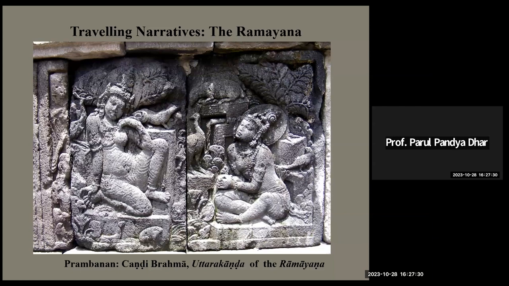Coming to the image on the screen, which represents a detail of Lakshmana seeking leave from a pregnant Sita, who he abandons in the ashrama of Valmiki, because Rama has bid him to do so. You can see a visibly pregnant Sita in a very, very beautiful forest locale. It is a narrative sculpture that is part of the narrative reliefs of Chandi Brahma in the triple temple complex of Prambanan in central Java, and datable to the 9th century.